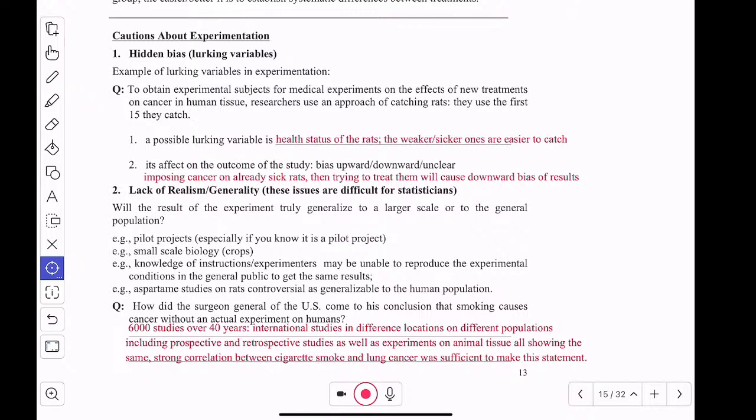Well, you will have completely ignored the health status of the rats. In fact, if you're able to catch them, it means they're slower than the rest. And they might be slower because they're weaker or sicker than the others that got away. Now, you don't want to have some sort of bias in your rats.